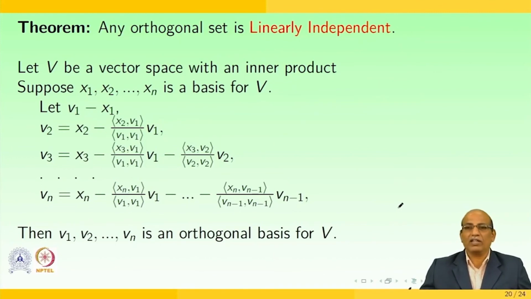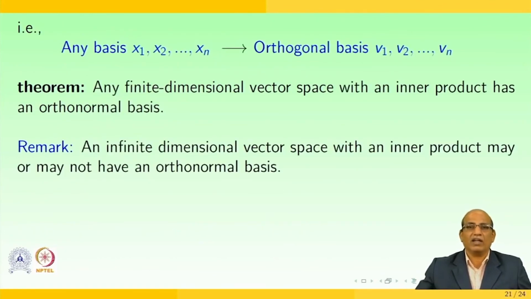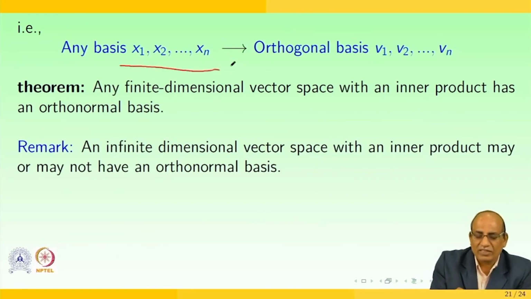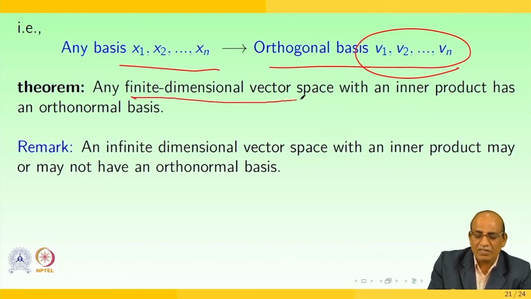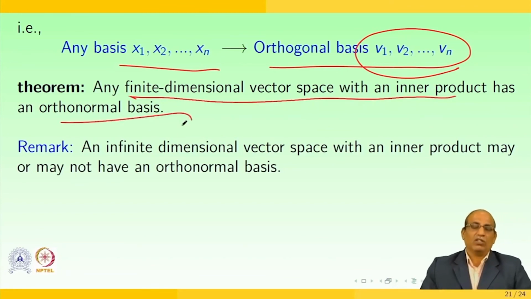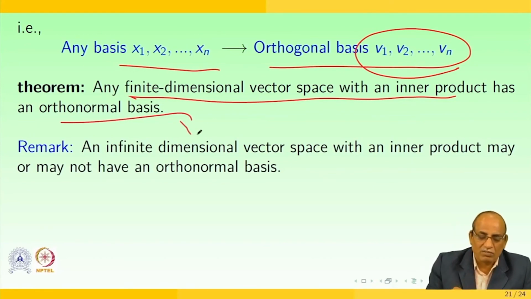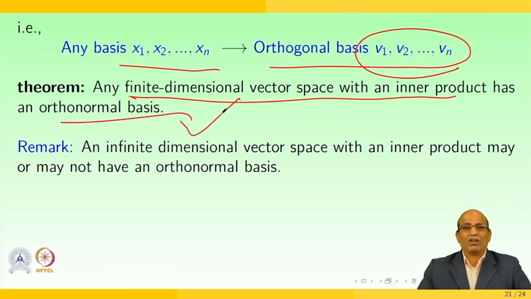Now let us look into other issues. Any basis x1, x2, x3 gives an orthonormal basis V1, V2, V3, ..., Vn. So we have a theorem, and the theorem gives us a very elaborate explanation: any finite dimensional vector space with an inner product has an orthogonal basis.